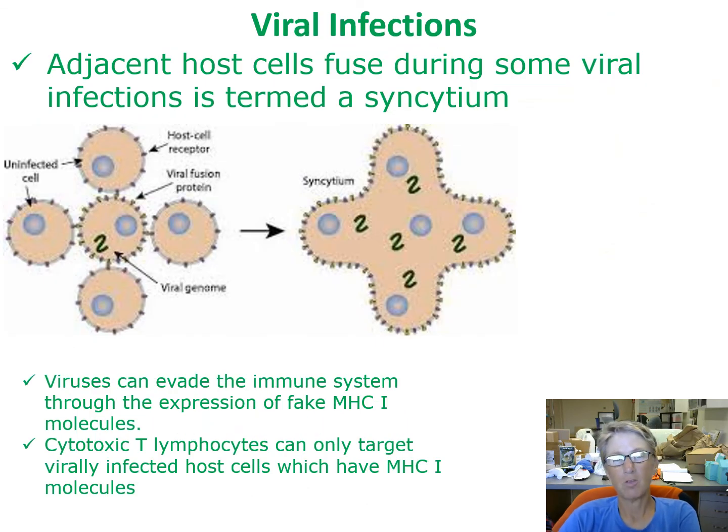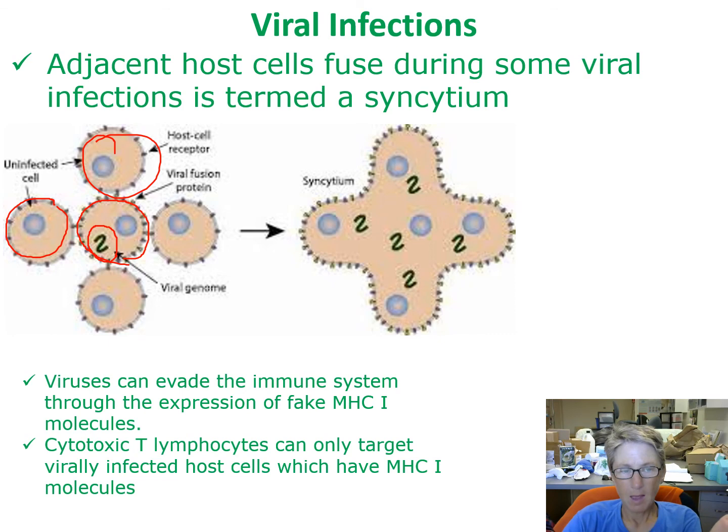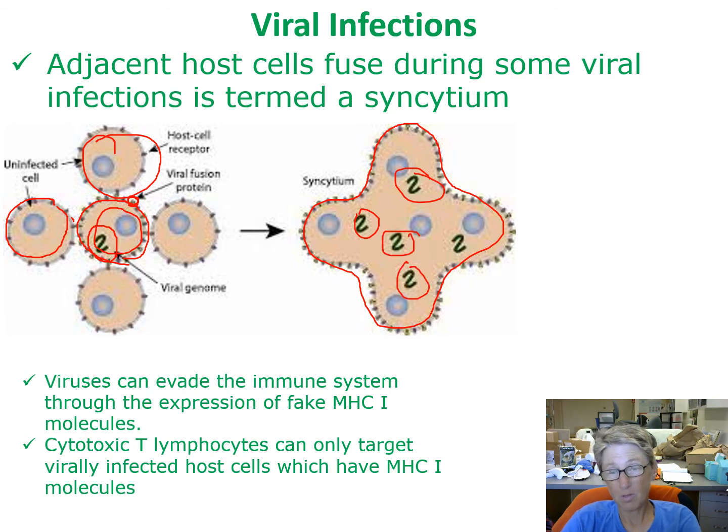What about viral infections? Let's take a look at this cartoon. These guys are uninfected cells. This guy in the middle is infected. Here it's got the viral genome inside. And then the virus can make a protein. In this cartoon, it's a viral fusion protein. The virus needs to only get into one cell here, and then it can fuse with all these other cells and make this giant thing called a syncytium. And now it's got all that protein making machinery. Here's the virus, a little guy in here, and it can make a whole bunch of its viral proteins in this syncytium. So adjacent host cells fuse during some viral infections.